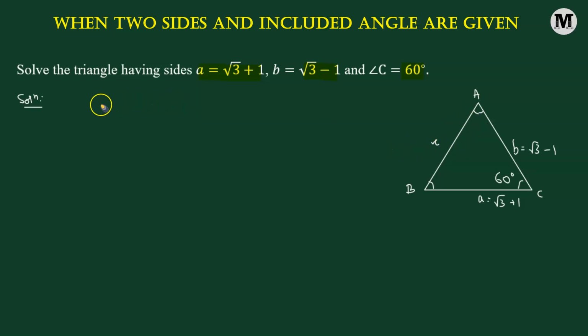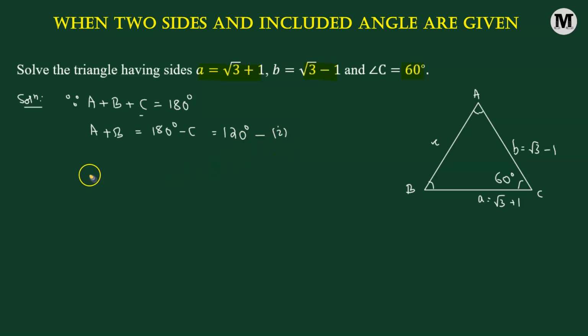Okay, to begin with, we can use the fact that the sum of the three angles of a triangle, A, B, and C, is going to add up to 180 degrees. Now since angle C is given to us as 60 degrees, A plus B is going to equal 180 degrees minus C. So we're going to replace C with 60 degrees, and that is going to give us 120 degrees. So this is an equation. We're going to keep it aside. We'll come back to this in a moment.